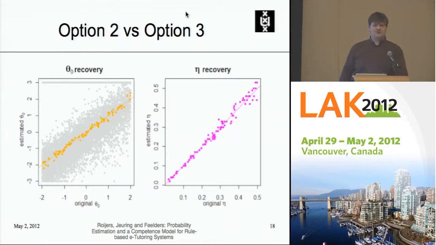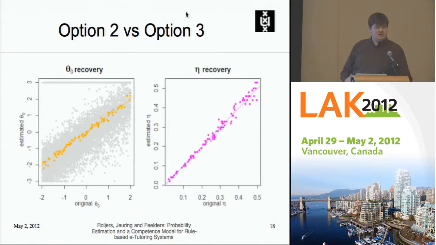Then we had options two and three. Option two was that we can let the start competence vary per rule, which is the gray points in the back. You see that on the x-axis, we put the original parameter. On the y-axis, we put the recovered parameter. And you see there's a very large variance across the one-on-one line.